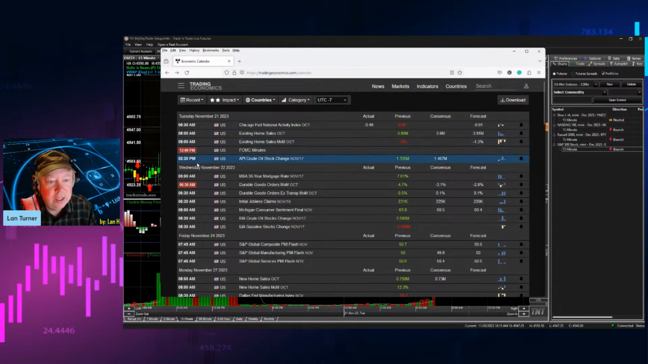And then, of course, 2:30, the crude oil is coming in. So that's our news for today. Tomorrow, 6:30 a.m., durable goods comes in, so we should have an active morning at 6:30, an hour before the market opens in New York.